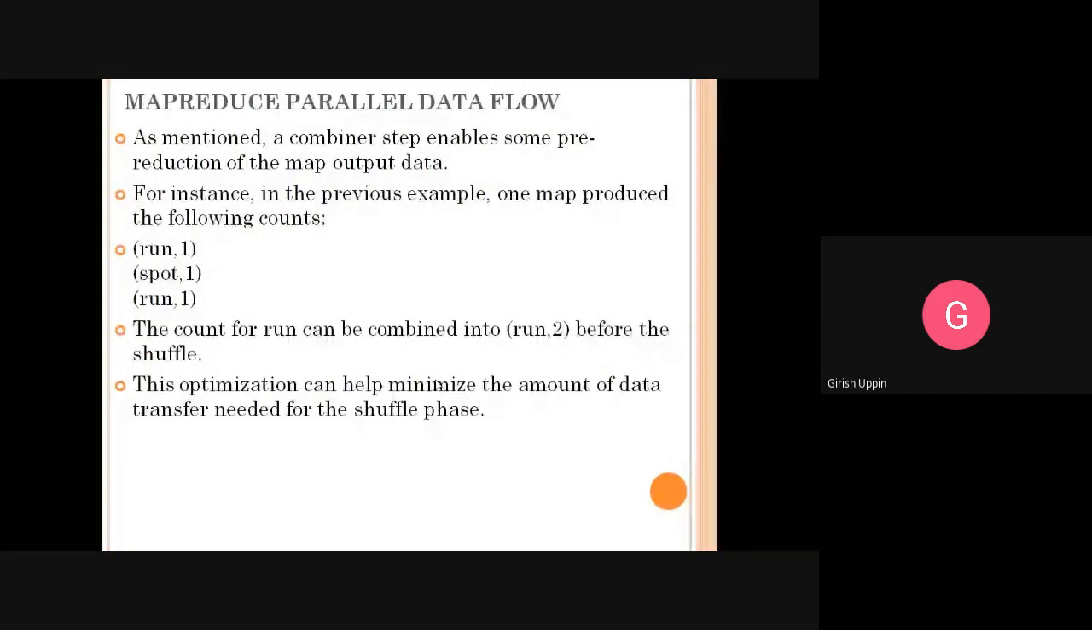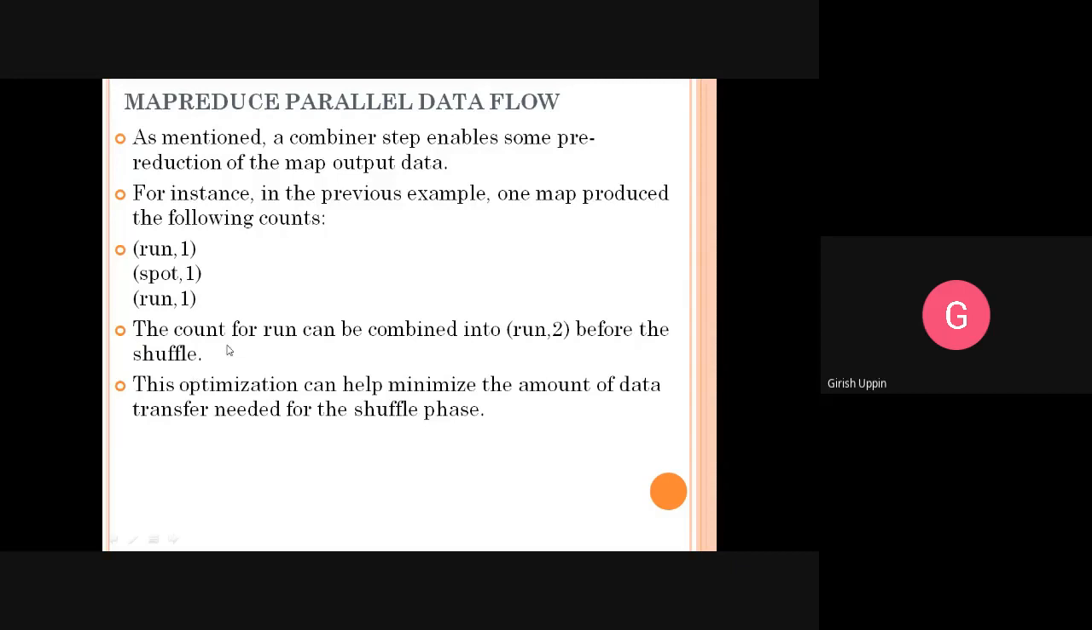Here we have an example of having another step, the combiner. As mentioned, a combiner step enables some pre-reduction of the map output data before giving it to the reducer. If you want any kind of pre-reduction, you can use the combiner step, which is optional. In this example, the map reduce produced output like this: run comma 1, spot comma 1.